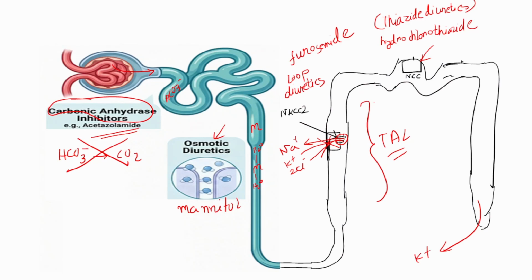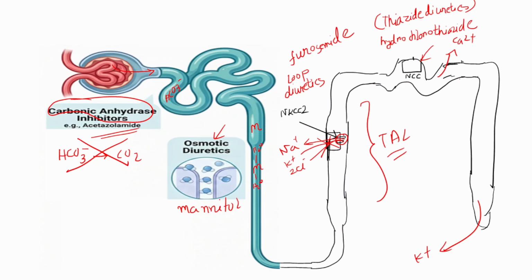But it executes a unique twist on divalent cations by driving calcium retention. That means this thiazide diuretic pulls calcium out of the urine back into the blood, making it highly useful for treating calcium stone disease.